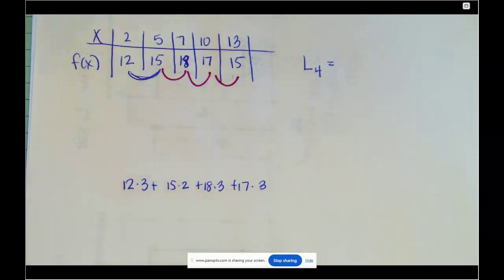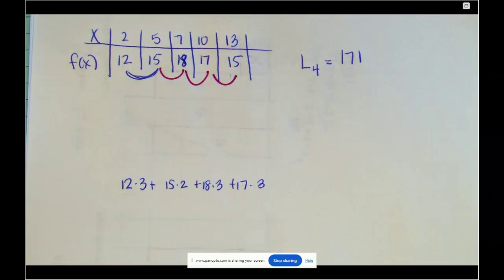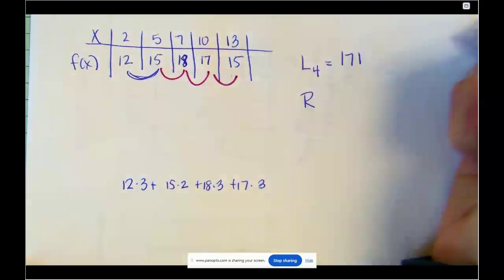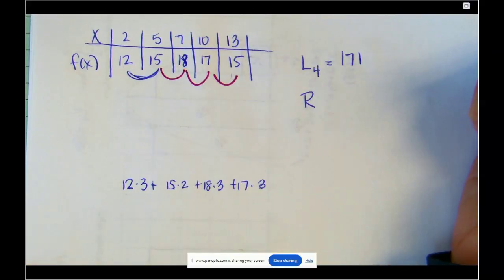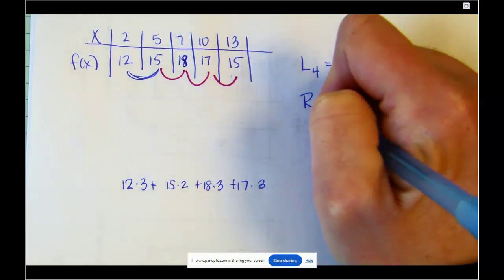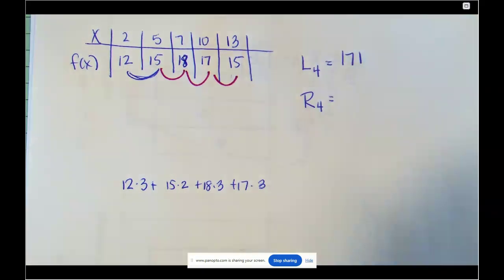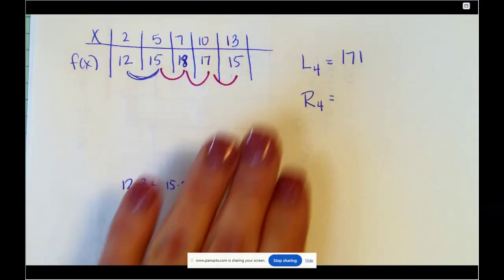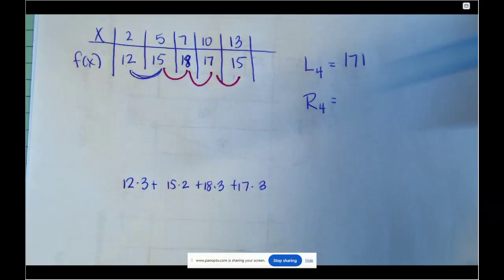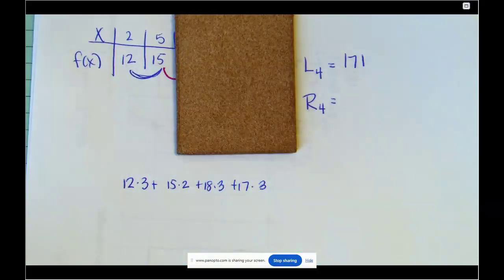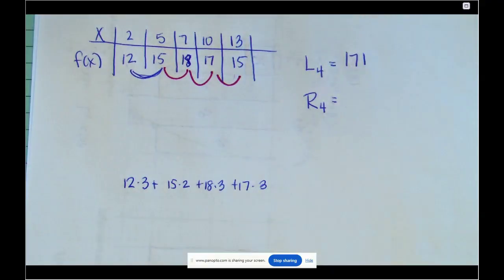Okay, what do we get? 171. Okay, now I would like us to find r sub 4. Okay, so same idea. Here's my first rectangle. This time the value comes from the right hand side of it. What's your height you're going to use? 15. Okay, I'm not going to talk you through the whole thing. You find r sub 4.